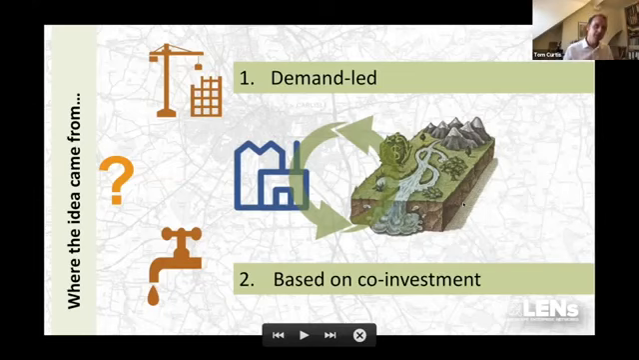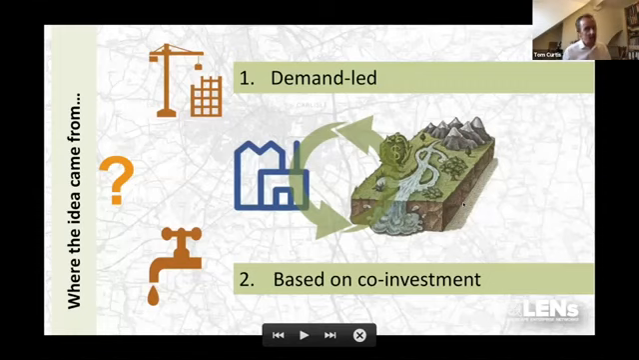And that's very different from the way that we're used to thinking as perhaps land managers or conservationists, or about landscapes where we think first of the landscape and how it should be and then try and sell it to people. It's much more of a business-led, customer-focused approach. The second key tenet of Lens is based on co-investment.